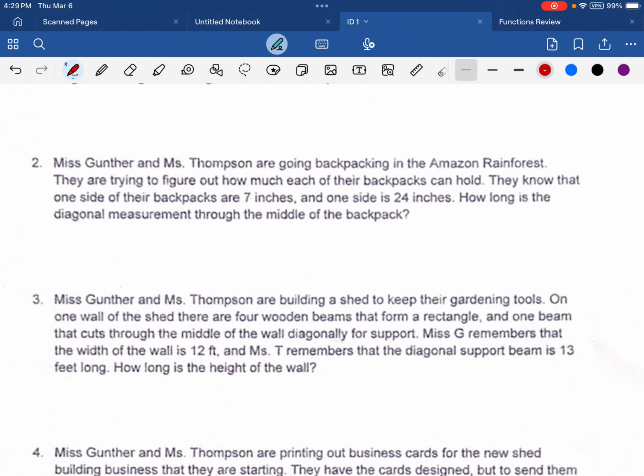Okay, let's take a look here at problem number 2. Miss Gunther and Miss Thompson are going backpacking in the Amazon rainforest. They're trying to figure out how much each of their backpacks can hold.